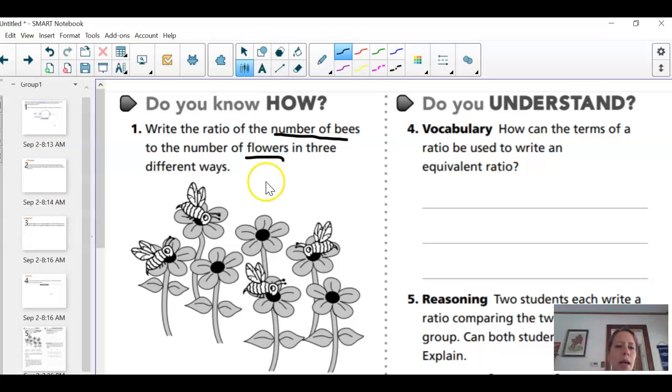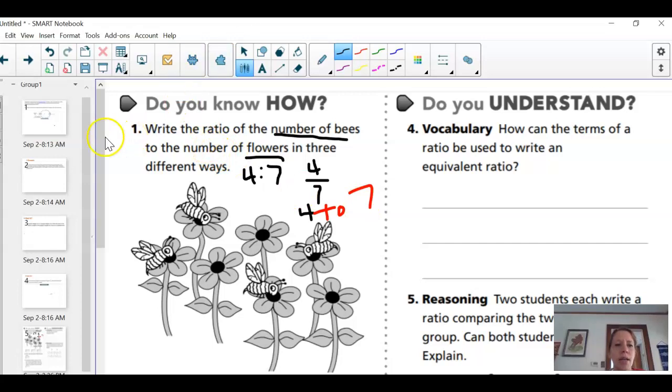So I have 4 bees to 1, 2, 3, 4, 5, 6, 7 flowers. Okay, so there's one way. The second way is with the fraction. And the last way is simply 4 to 7. Sorry, it's not the easiest thing to write.